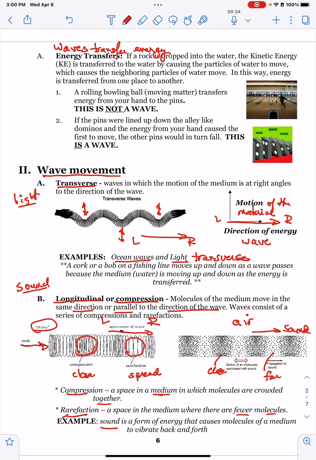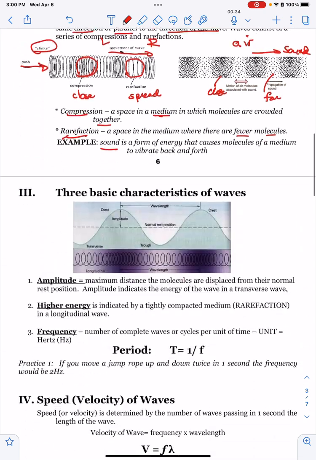Sound needs a medium to travel in. Light does not. Light can travel in a vacuum. All right, let's keep going.